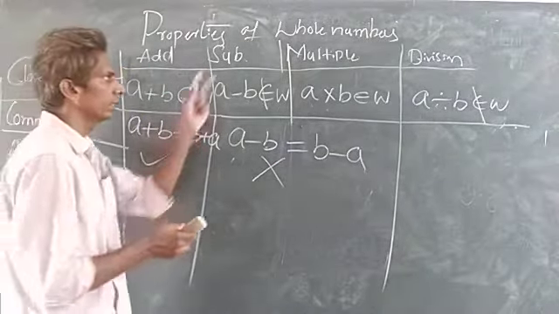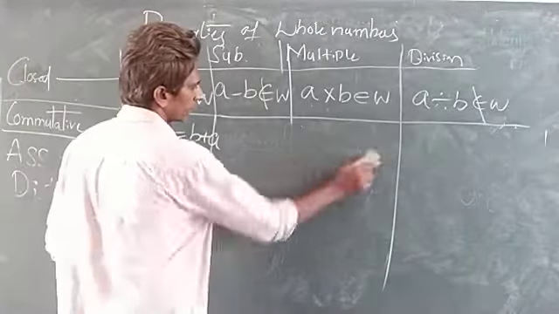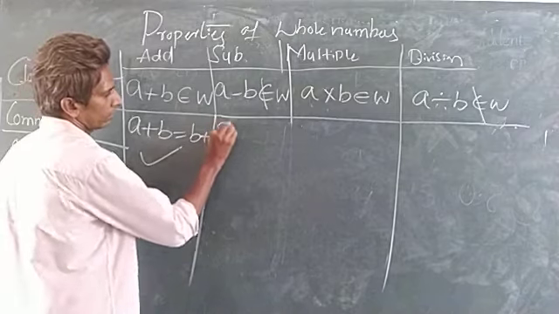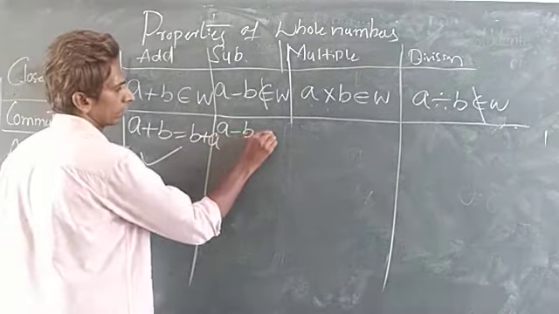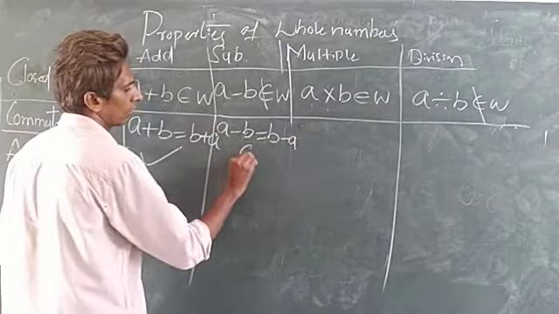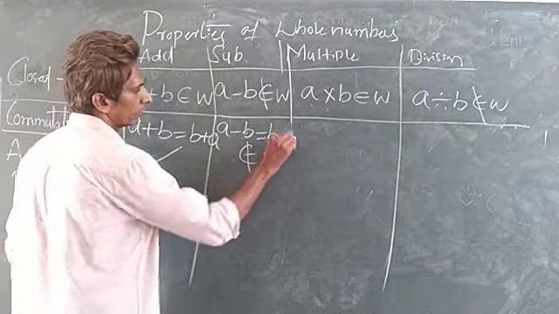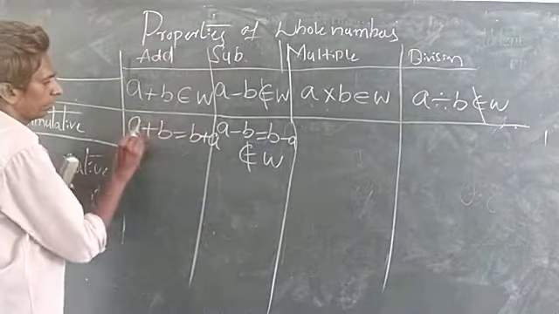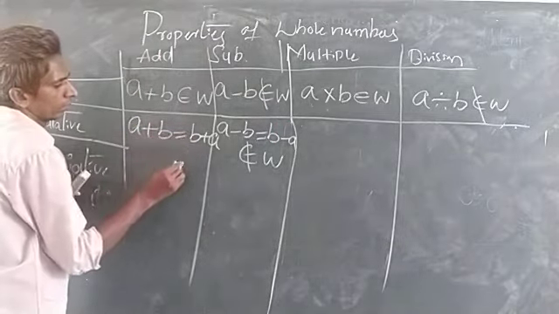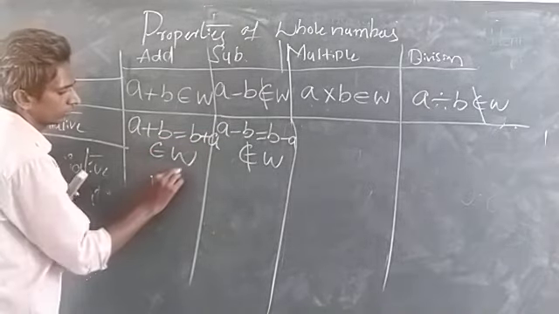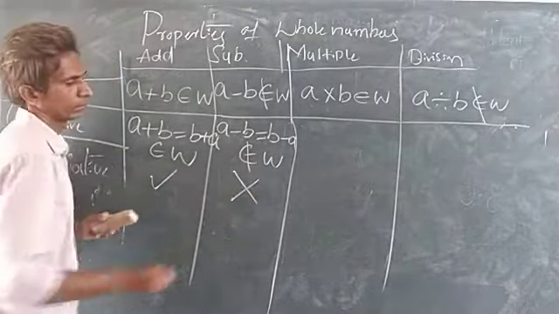So second one, in subtraction, A minus B is equal to B minus A does not belong to W. So the first one, A plus B equal to B plus A, belongs to W. The second one does not belong.